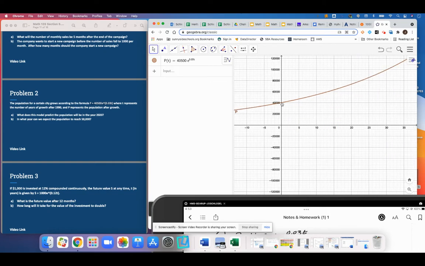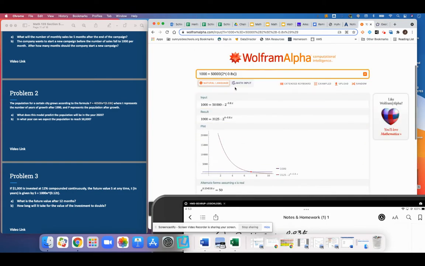So let's pull it out. It looks like the population started at 40,500. And then 30 years later, we're going to be tapping on 100,000 people. It's going to be pretty close to 100,000 people. It may not be exactly that, but that's what my guess would be based on the graph.